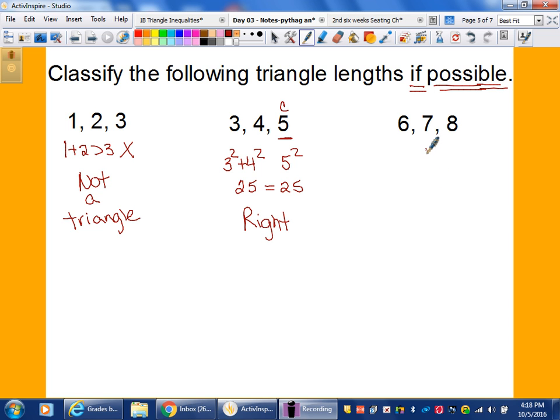Now, 6, 7, and 8, again, does make a triangle. So I compare 6 squared plus 7 squared to 8 squared. 8 squared is 64, and this is 85. 6 squared plus 7 squared, so it's bigger, so it's an acute triangle.